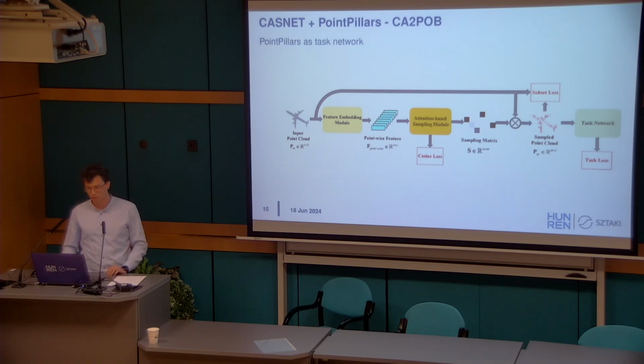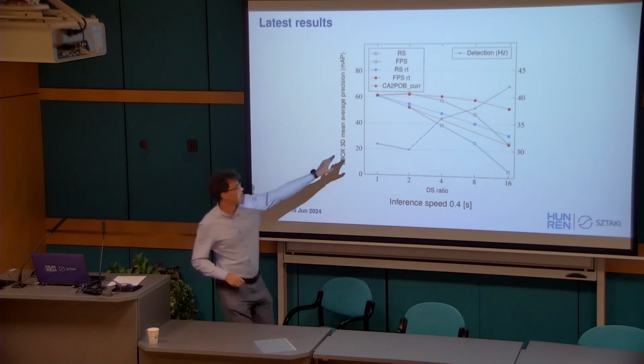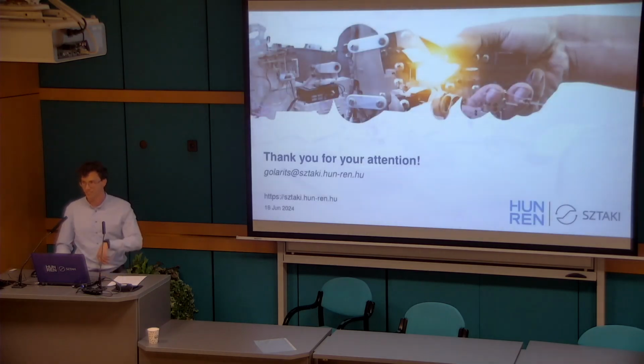Right now, in our latest results, we were able to combine these two neural networks, but we have some issues with the GPU memory. As a first step, we downsampled with random downsampling and then applied this CASNet downsampling method, which you can see in yellow on this line. We went down from half to 1/16, and I hope in the future we will be able to achieve better results. But this is the current latest result, and we also have room to improve the inference speed. Thank you very much.